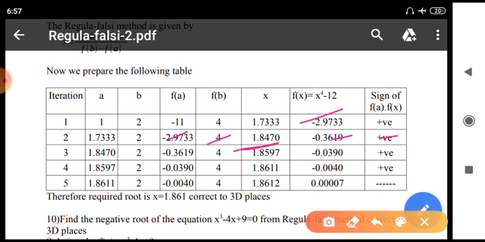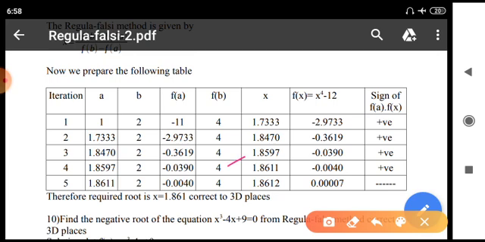Third step, again we will write x value under the column a. B is 2. F of a is minus 0.3619. F of b is 4. X value we will get as 1.8597. F of x value as minus 0.0390. Again f of a into f of x is positive. We will write x value under the column a. B is same, 2. F of a we have to copy from here.